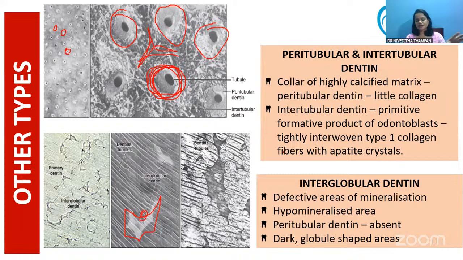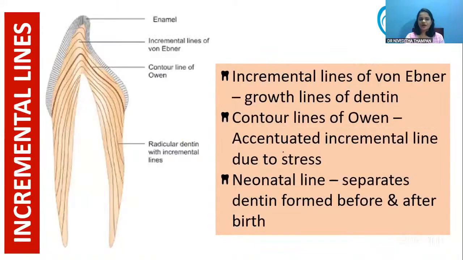So this is regarding all the types of dentin, all the terminologies of dentin, which I have explained in brief. Please don't get confused between different types of dentin. Then, the incremental lines of dentin. The incremental lines of dentin are called the von Ebner lines.